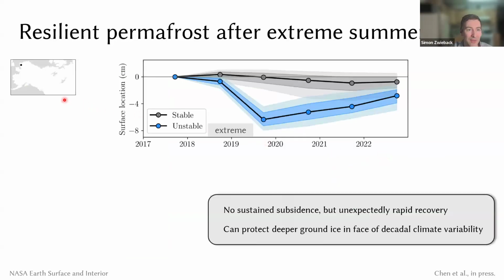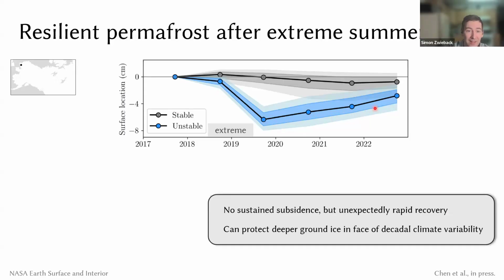And specifically looking at this very warm summer near Kivalina that I have centered the talk on, we see that in 2019, there was substantial subsidence of around 5 to 6 centimeters, indicating it really ate into ground ice at the top of the permafrost. However, with INSAR, over multiple years, we can see that that didn't trigger sustained subsidence. It didn't kick off these positive feedback processes. Instead, it recovered very quickly, and actually there was surprisingly fast heave, so the surface started to rise again.